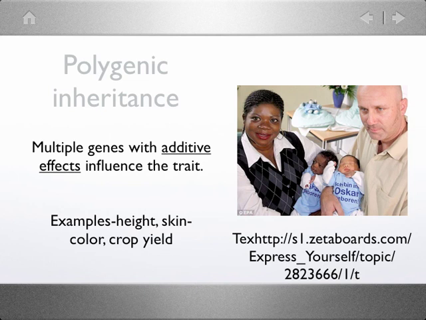So examples: height, skin color, crop yield. For plants, these would be polygenic inheritance, where there are multiple genes and multiple locations on the chromosomes. We are going to be practicing a problem set with this. You can use this handout. Hopefully you filled everything in.